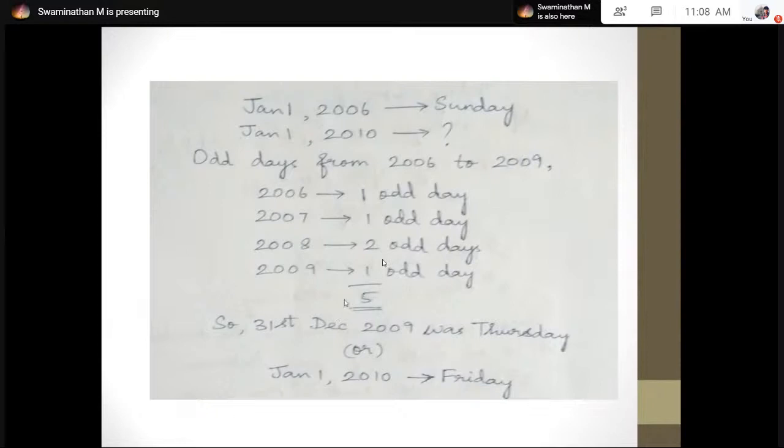So if there are 0 odd days, it means Jan 1 is starting on Sunday, and the last day will be Saturday. So 0 odd days means Jan 1, 2006 is Sunday, and Jan 1, 2010 would also be Sunday. But I am getting 5 odd days. So Monday, Tuesday, Wednesday, Thursday, Friday, the fifth one. Many have given the right answer.